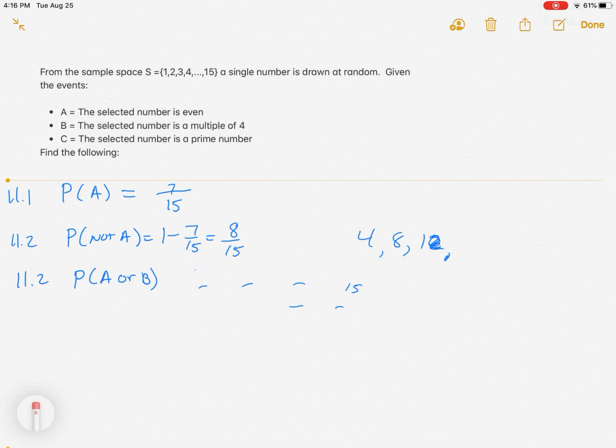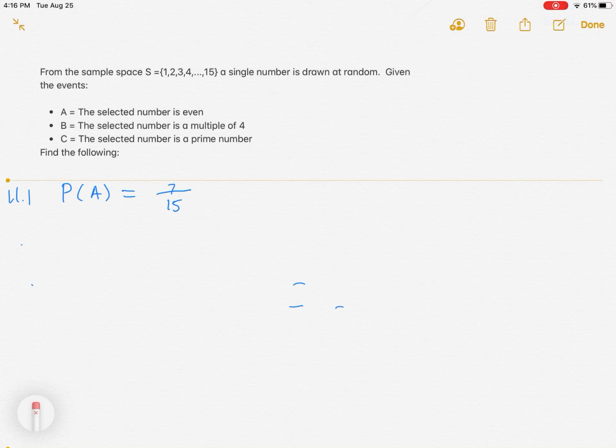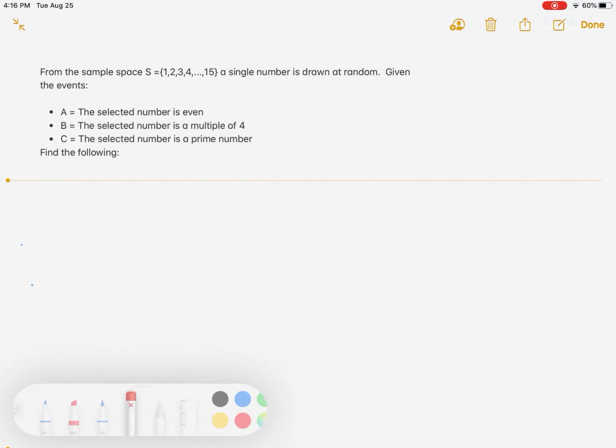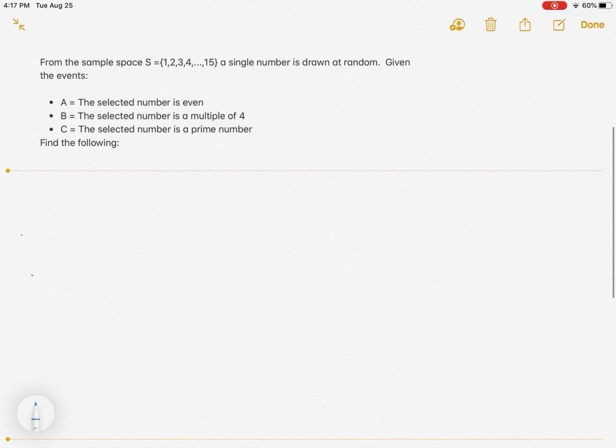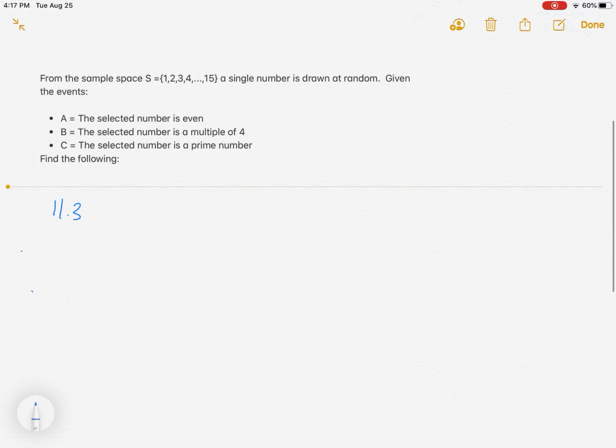Let me show you a question from this 11.3 section. It's going to have some symbology, some symbols that I want you to understand in case you see them in the homework or on the exam. They're going to have something that looks like this for 11.3. Find the probability of A given B.